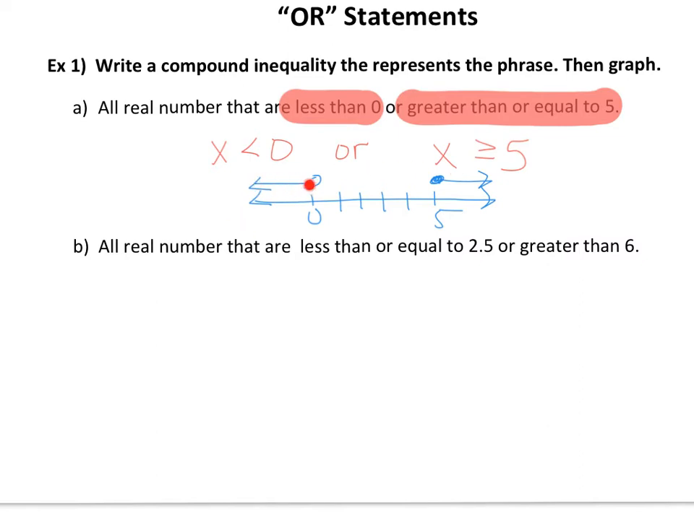Again, what are the answers? Everything out here past 0 and everything out here past 5. Those would be your answers. So nothing in the middle here will work. That is a no-go. Okay, let's try the next one.